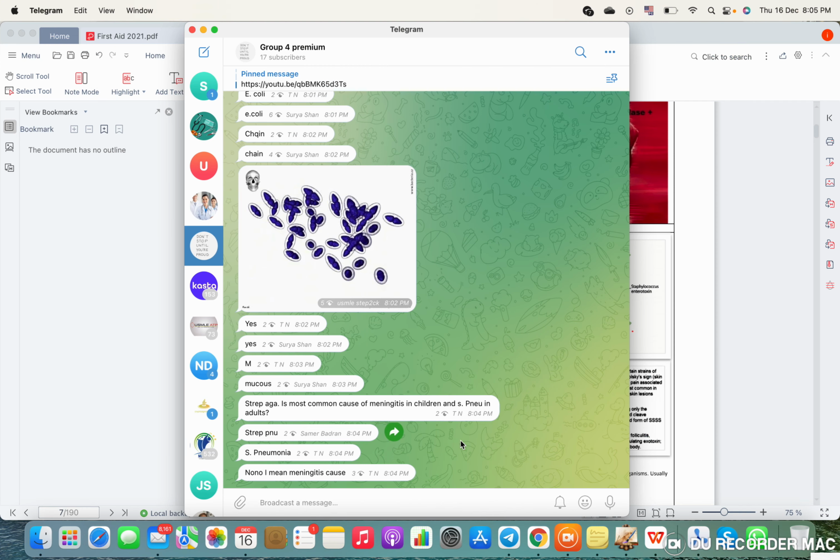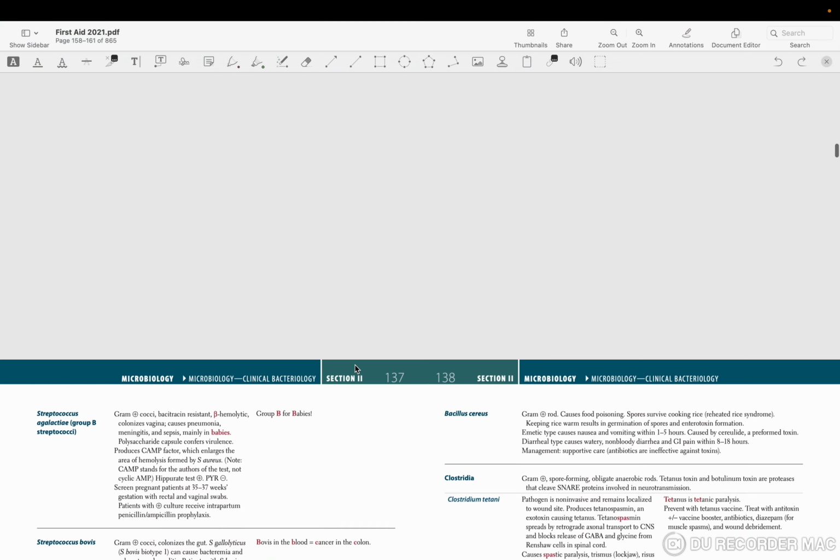Oh, somebody asked, no, I mean the meningitis cause. Yeah, the most common cause of meningitis in children is Strep pneumoniae, yes. But in a newborn, it is Strep agalactiae, if that's what you mean.